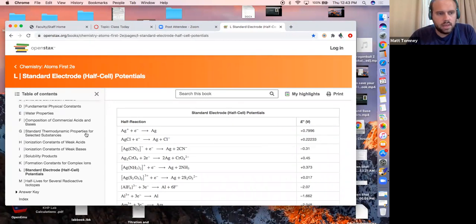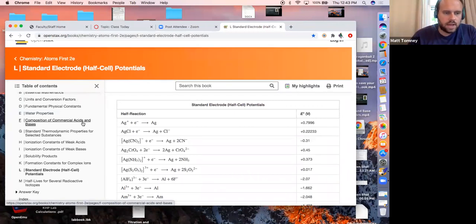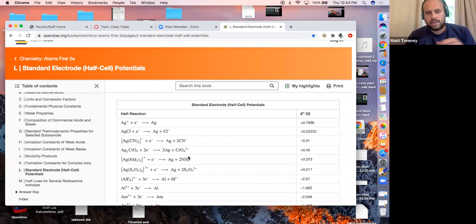So in the OpenStax book, we have the regular table of contents. You should be familiar with this point. We've been going through the weak acid, the weak base, equilibrium constants, the solubility. If you go underneath that, there's standard electrode half cell potentials. This is going to be a chart that we will be utilizing in electrochemistry. So I'll bring this back up later today when we get to this point, but it might be a very useful page to bookmark and to have up while we're having these types of discussions.